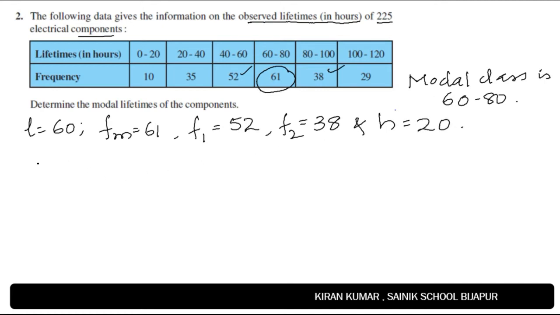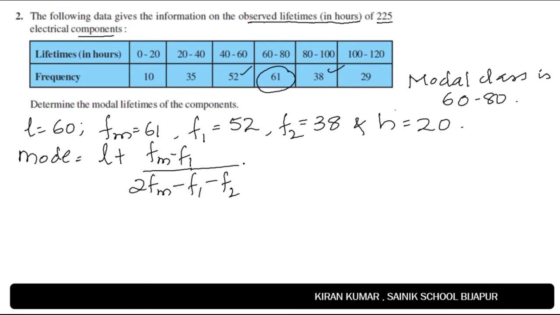So let us make use of the formula. Mode equals lower limit plus the frequency of the modal class minus the frequency of the preceding class, divided by 2 times the frequency of the modal class minus the frequency of the preceding minus the frequency of the succeeding modal class, to be multiplied with the class size.